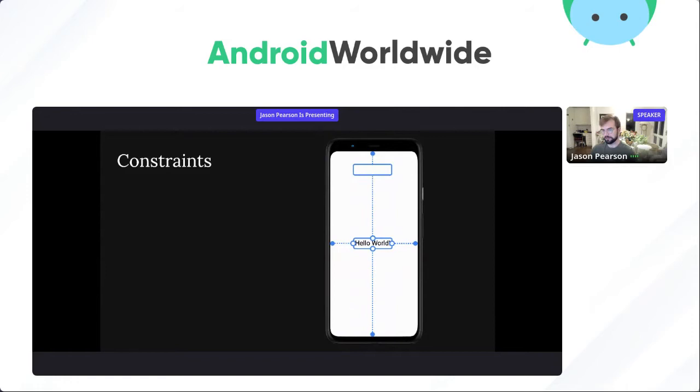If I wanted to offset it by 100 dp, I could add a 100 dp margin on one of my constraints in order to make that offset happen. I could then remove my bottom constraint and have it pinned to the top by 100 dp, centered horizontally in the screen. As you can see, you could start building and constraining things together to make what you see in applications on the Play Store.